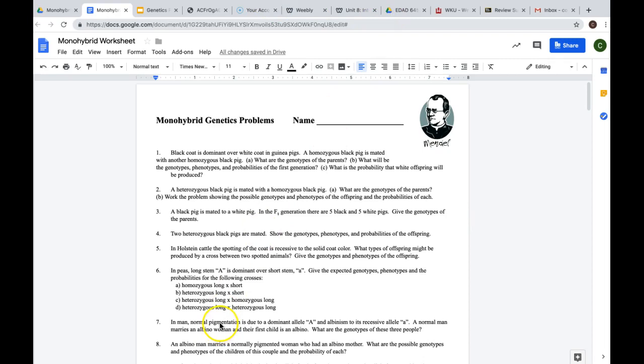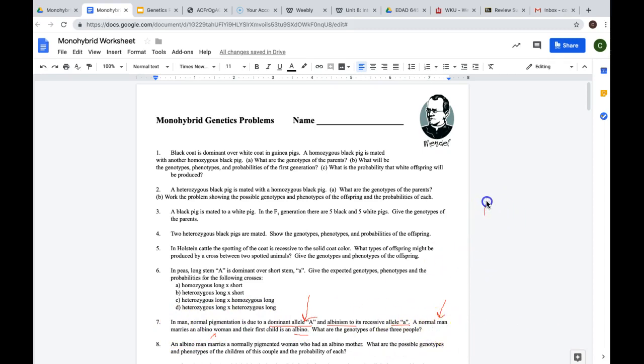Number 7, normal pigmentation is due to the dominant allele A, and albinism is the recessive allele a. So a normal man marries an albino woman, and they have an albino child. The only way they can have an albino child is if they get one recessive allele from their dad, one recessive from their mom. So even though this man has normal pigmentation, he has to carry a recessive allele.